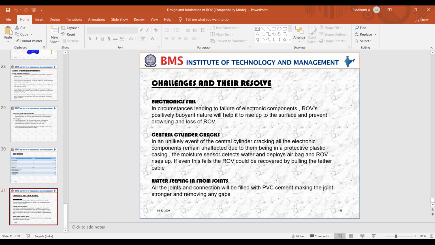And then water seeping from the joints. This is addressed with PVC cement, which is used in our homes, in bent pipes, so as to seal the joints. That is the best way to seal them, and this is why we use PVC joints. And by this, we address all the challenges, and these are all the results.